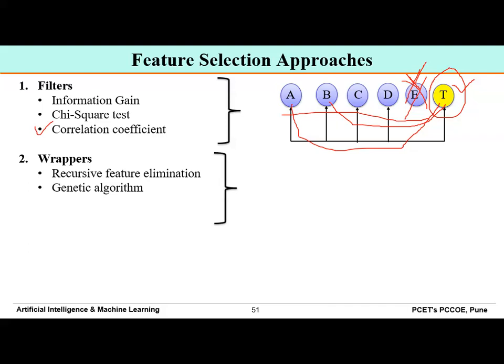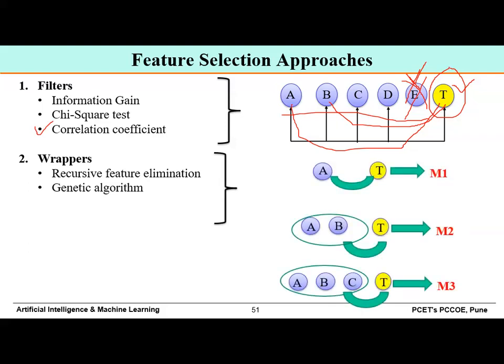Now what we do in case of wrappers is we first of all consider all the parameters, let's say A, B, C, D, E, right? And once we consider all these parameters, you will get a model, right? And once we get the model T, then one by one we check how a particular variable affects the model.